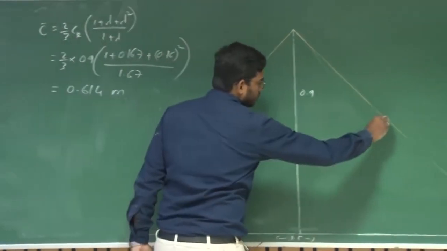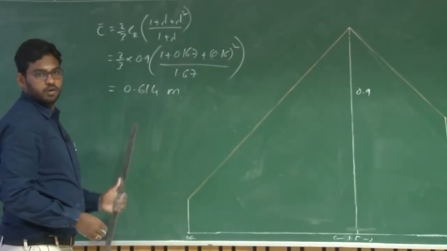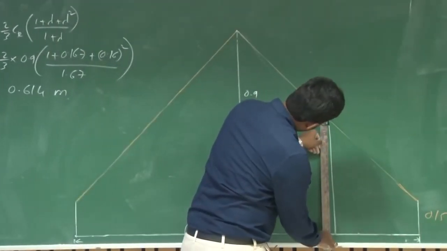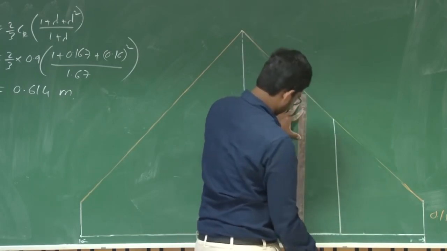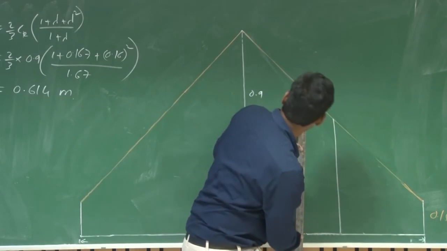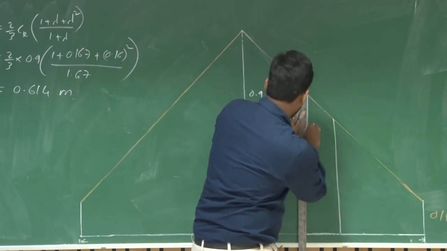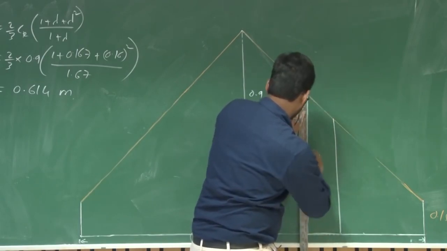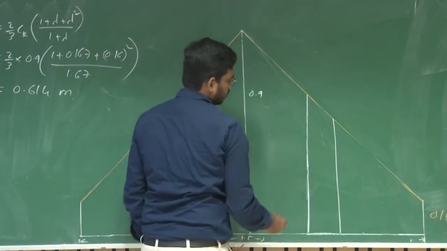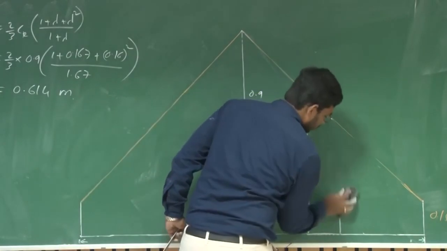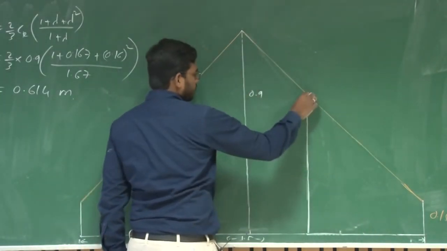Now let us see what this 0.614 meters is. What is the mean aerodynamic chord? It is the chord at the particular location where your chord length is 0.614, approximately. This is the mean aerodynamic chord in my case, which is 61.4 centimeters. Okay, this is the mean aerodynamic chord, right?